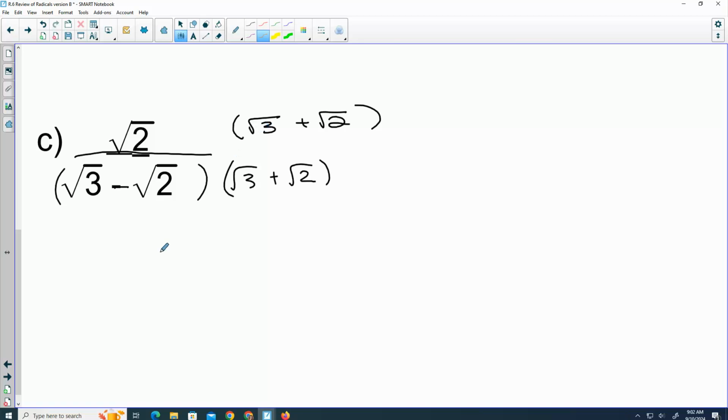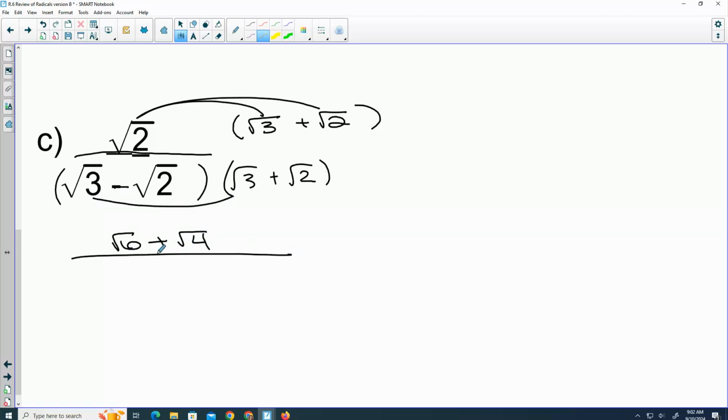Now we distribute. So we get square root of 6 plus the square root of 4. On the bottom, if we FOIL, we get the square root of 9 plus the square root of 6 minus the square root of 6 minus the square root of 4.